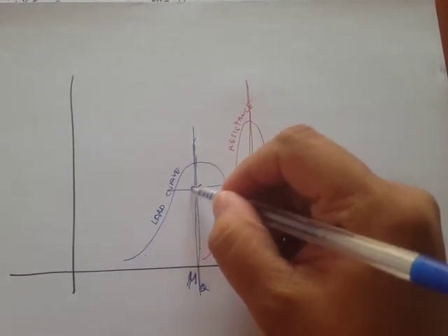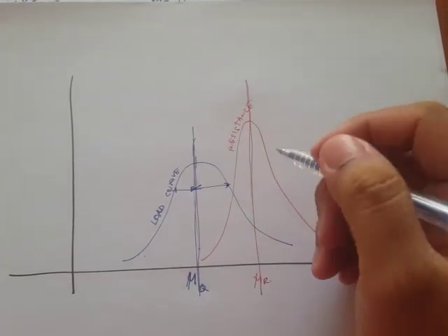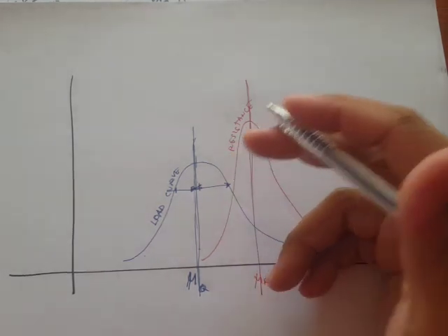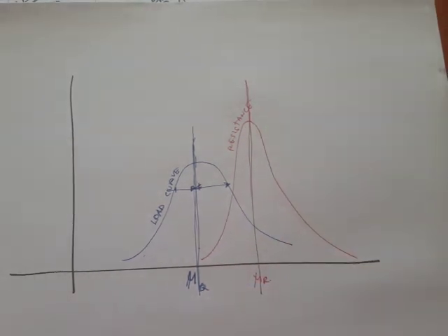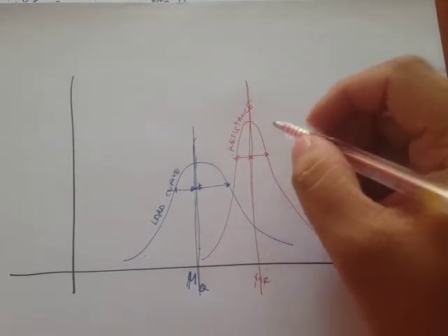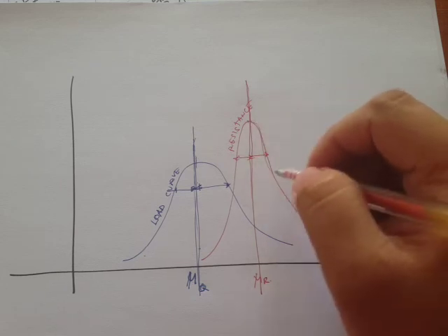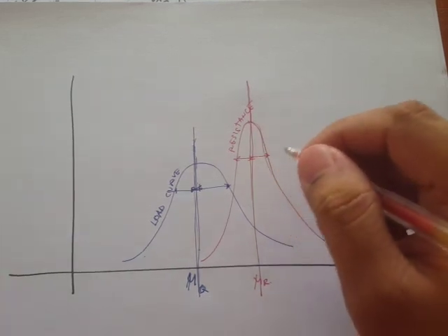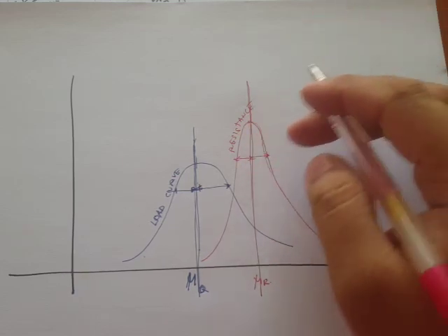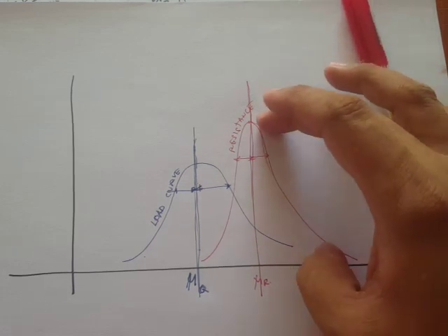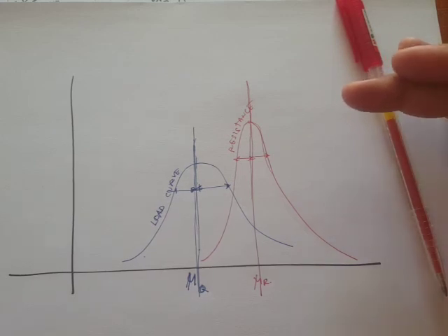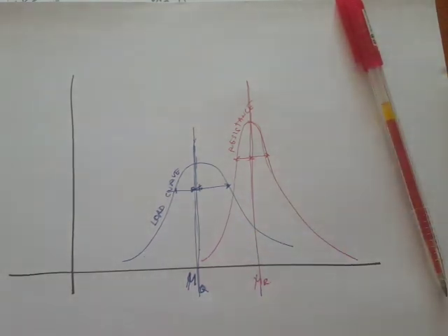Having a larger standard deviation just means that we have larger uncertainties, whereas in the resistance curve we have only small standard deviations. Another point that differentiates these two curves is that the resistance curve is taller, whereas the load curve is smaller. It simply means that the resistance curve must be higher, must be greater than the load curve.